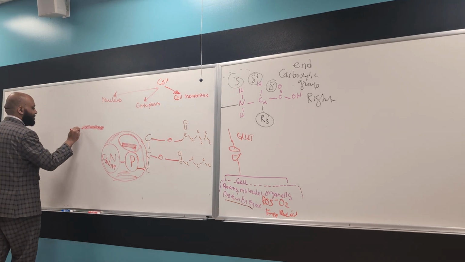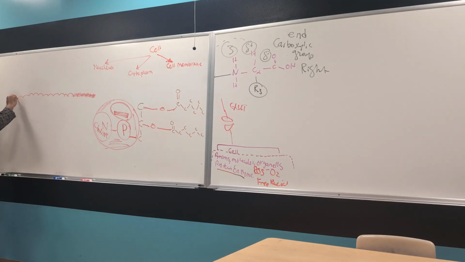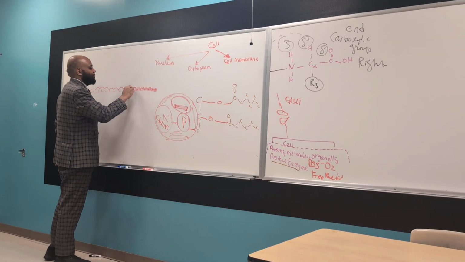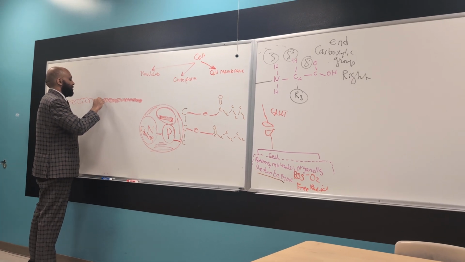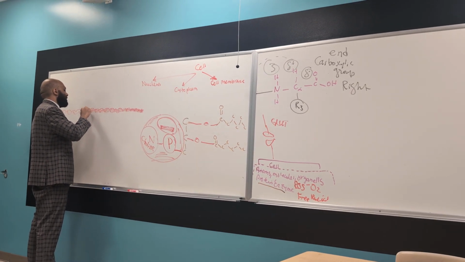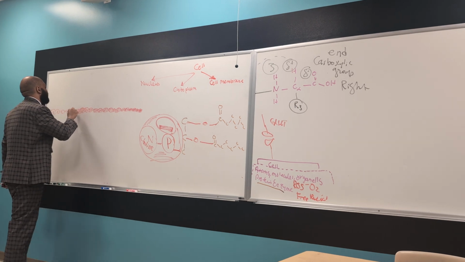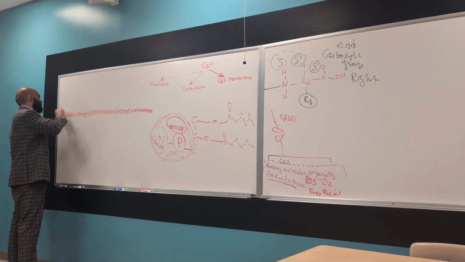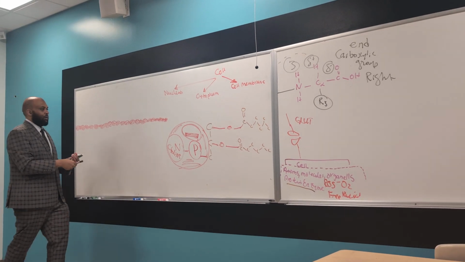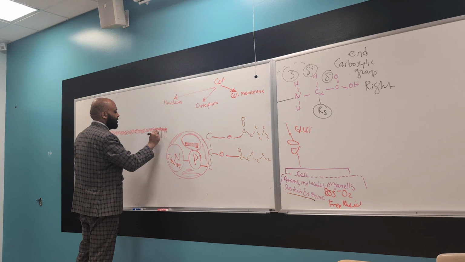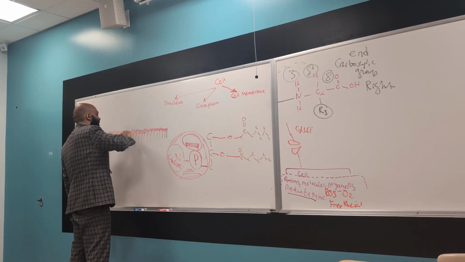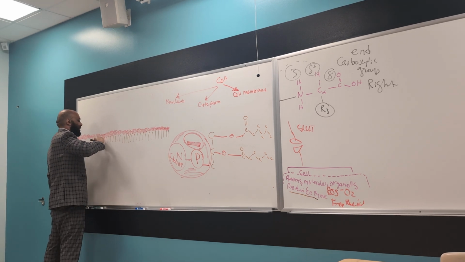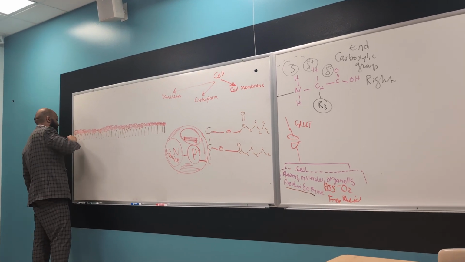So when I draw the plasma membrane looking like that, I know that the red corresponds to my choline and my phosphate group. And the tails are my two hydrocarbon tails. These are my carbon and hydrogen. These are my tails. Okay?